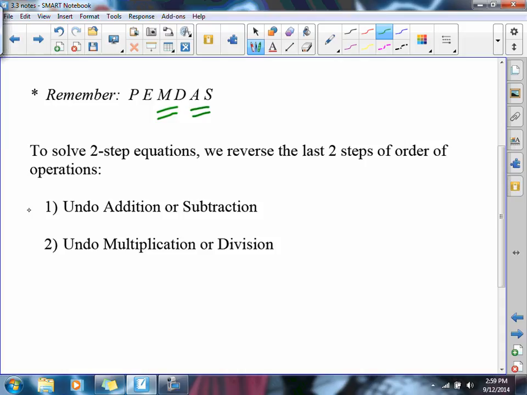So first we're going to undo addition and subtraction. So you kind of start at the end of the order of operations and you work backwards. So you undo addition and subtraction first, then you undo multiplication and division.